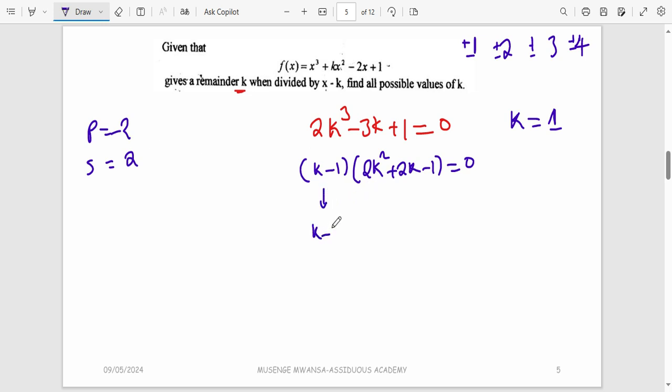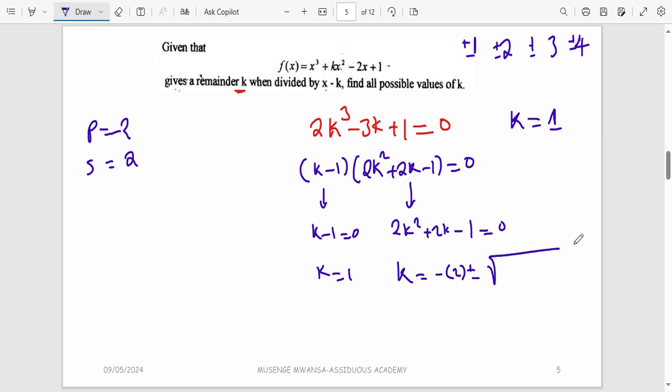Okay, so simply equate this one to 0. We're going to find that k minus 1 is equal to 0 to give you k is equal to 1. And also equate this one to 0. We're going to find that 2k squared plus 2k minus 1 is equal to 0. Since we cannot factorize it, use the quadratic formula. k is equal to negative b, b is 2, plus or minus square root of b squared, 2 squared, minus 4ac, a is 2, c is negative 1, over 2a.